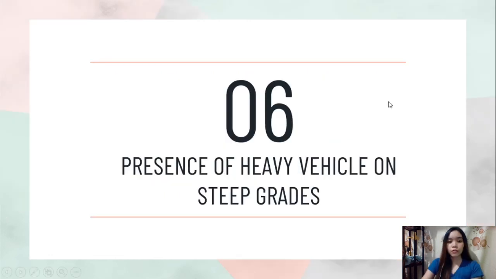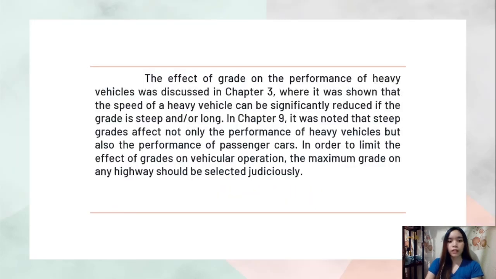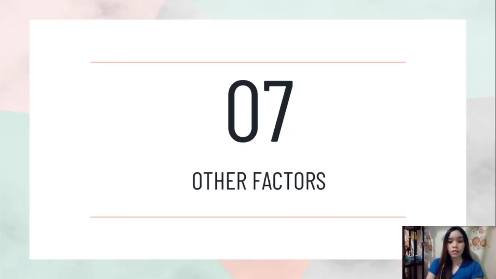So the sixth factor is the presence of heavy vehicles on steep grades. So the effect of grade on the performance of heavy vehicles was discussed in Chapter 3, where it was shown that the speed of a heavy vehicle can be significantly reduced if the grade is steep and or long. And in Chapter 9, it was noted that steep grades affect not only the performance of heavy vehicles, but also the performance of passenger cars. In order to limit the effects of grades on vehicular operation, the maximum grade on any highway should be selected judiciously. And then the seventh is other factors.